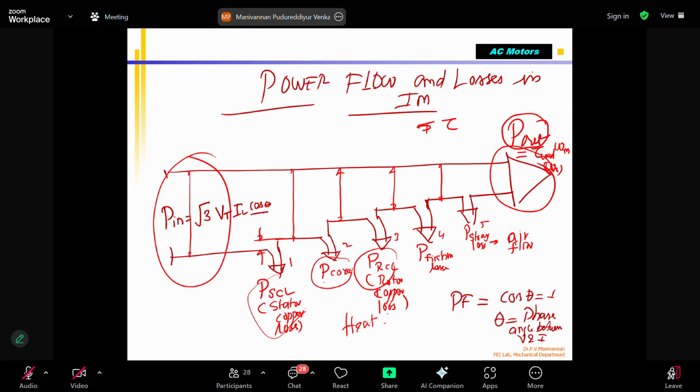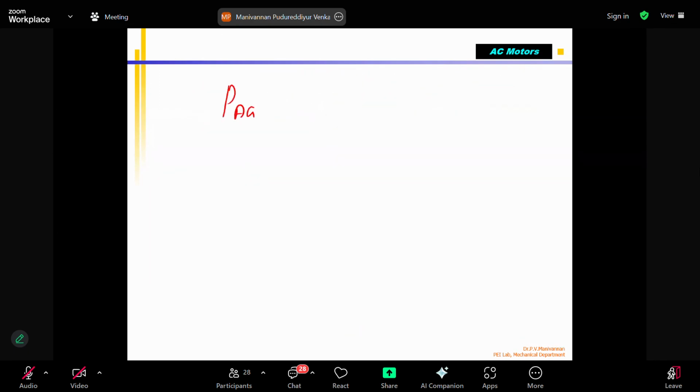This equivalent circuit. Okay. We are talking about this one. P_AG is called the air gap power. P_AG is the power in the air gap. Correct? It's nothing but P_in.